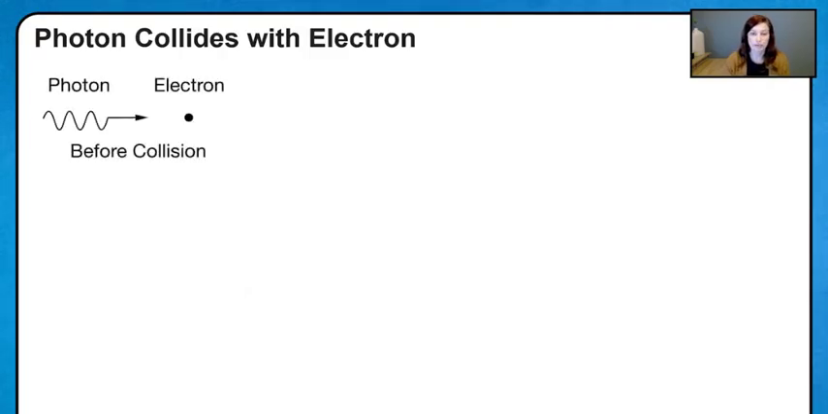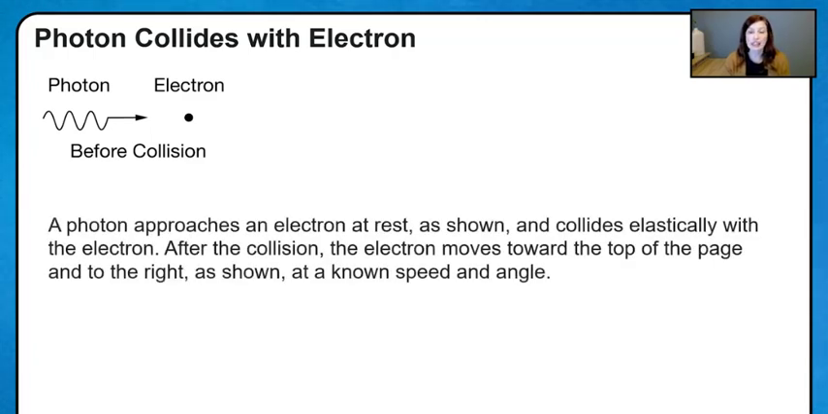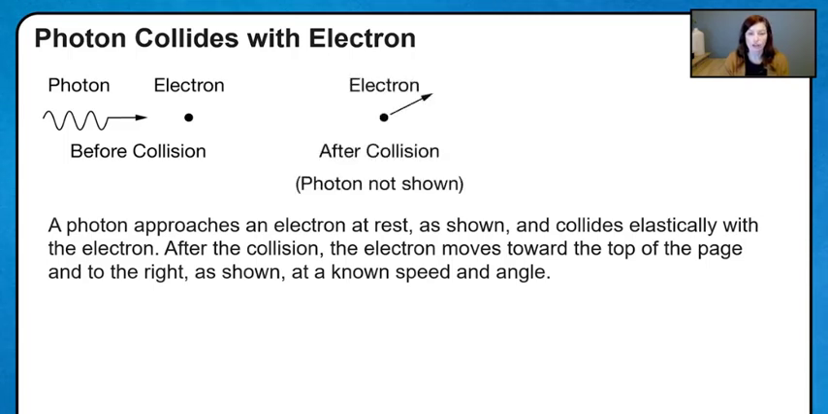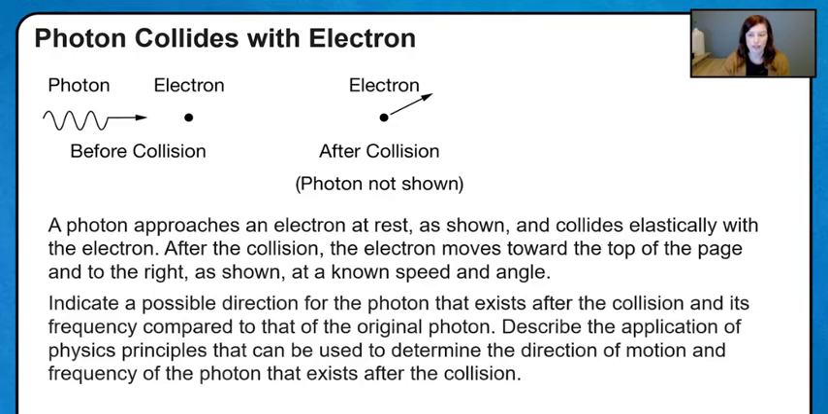In this example, a photon approaches an electron at rest as shown, and it collides elastically with the electron. After the collision, the electron moves towards the top of the page and to the right as shown, at a known speed and angle. We're asked to do two things in this scenario. First, indicate a possible direction for the photon that exists after the collision, and second, indicate the photon's frequency compared to that of the original photon.